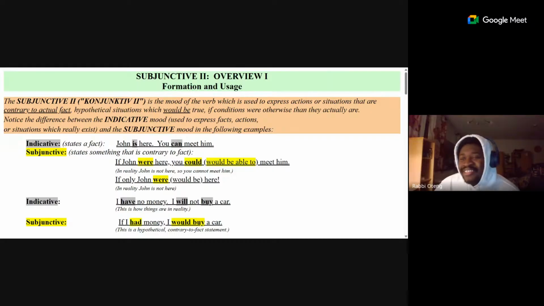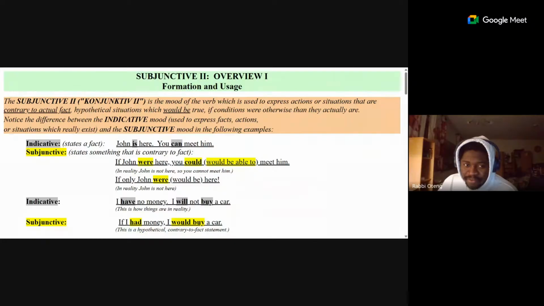Okay, yeah. So it doesn't make sense to say "if I were", because normally you say "he was", but we form the subjunctive in English by changing "was" to "were". Clear? So if John were here, you could, and I said in German, "could" is "be able to". "Können" means to be able to, just like "can" in English. So if John were here, you could meet him, or you would be able to meet him.